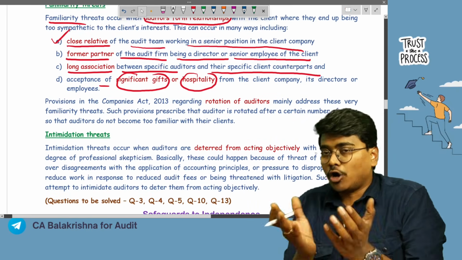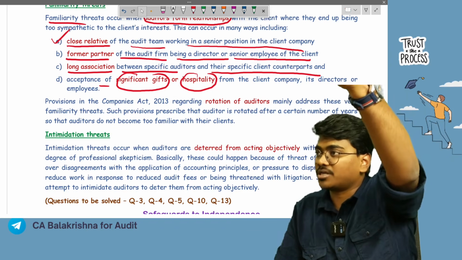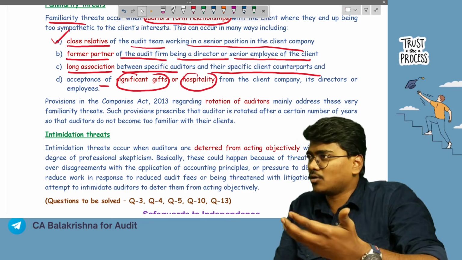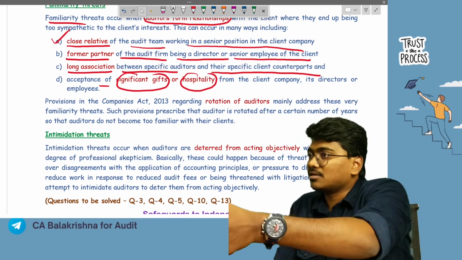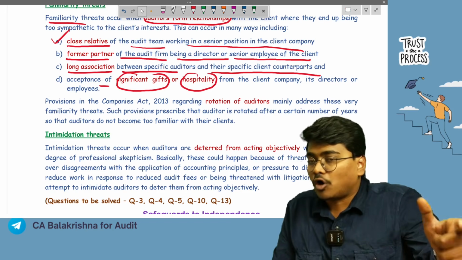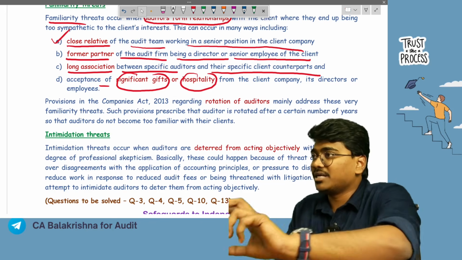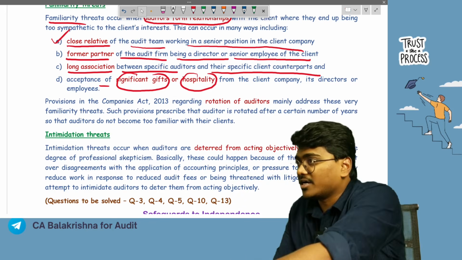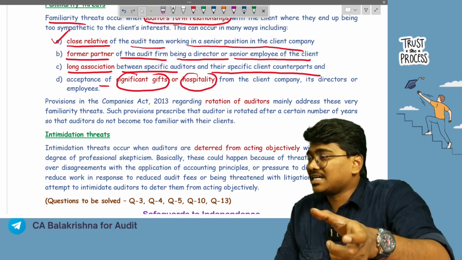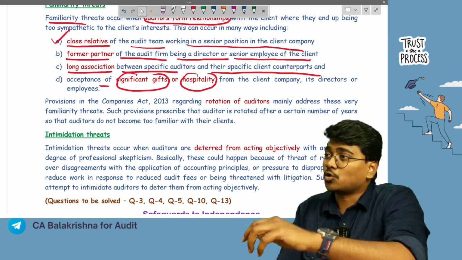Now, in order to avoid this familiarity threat, the Companies Act itself has a provision. As per the Companies Act, a chartered accountant can practice either as a sole proprietor or as a partnership firm, right? If you are a sole proprietor, you can act as auditor of a company for a maximum period of 5 years, and after completing 5 years you have to resign and some other auditor has to be appointed in your place. So after completing a tenure of 5 years, you cannot act as auditor of the same company for another 5 years. That is known as a sleeping period. We will call this concept the rotation of auditors.